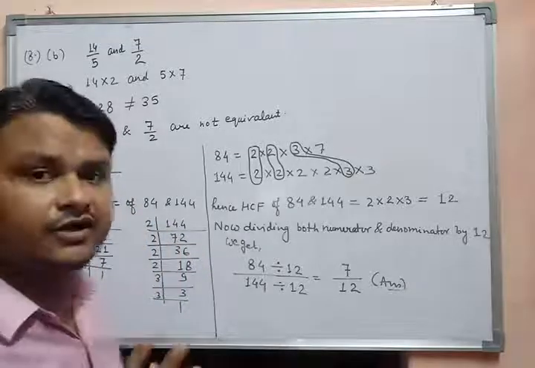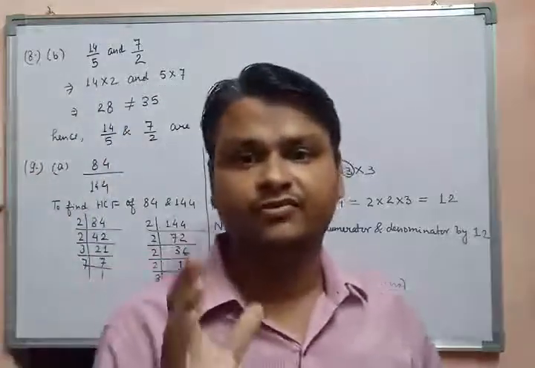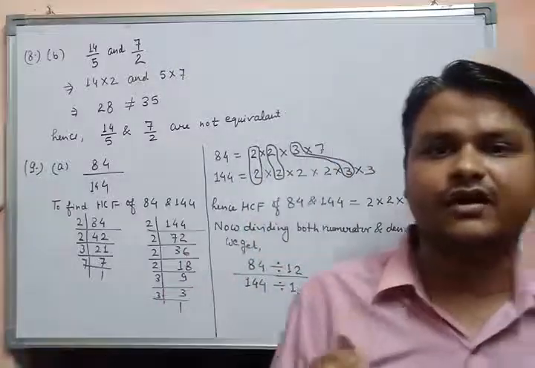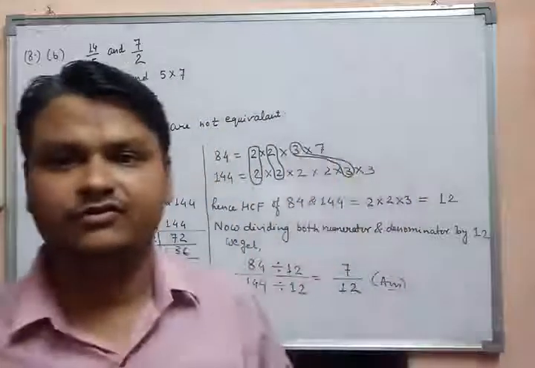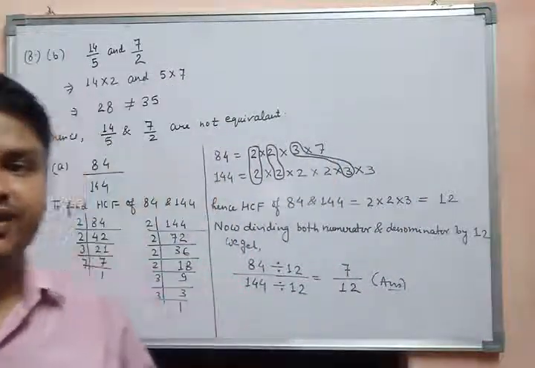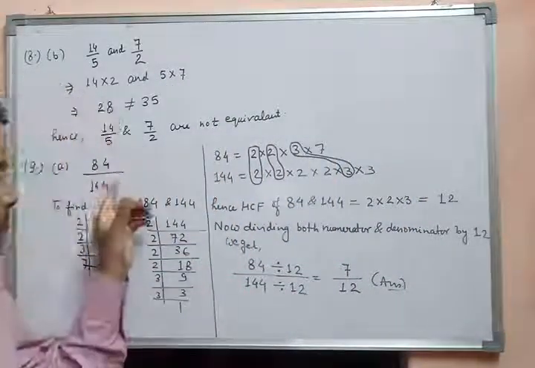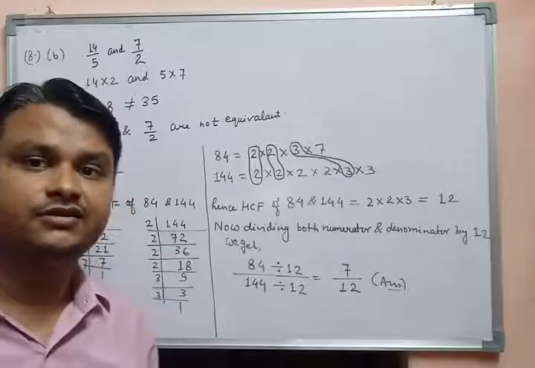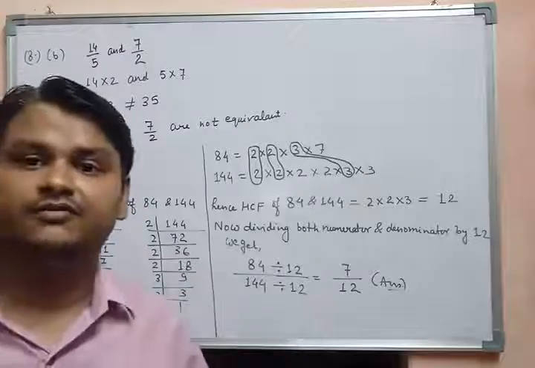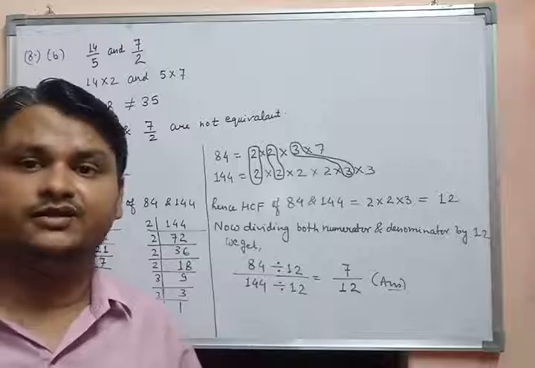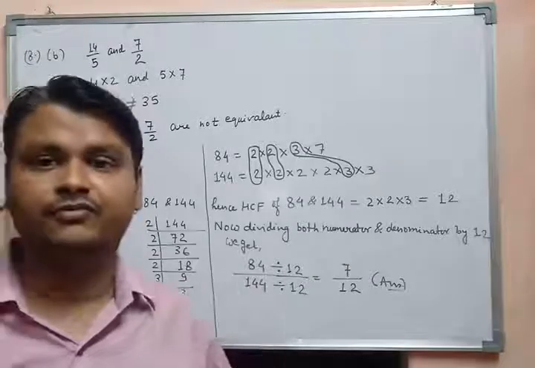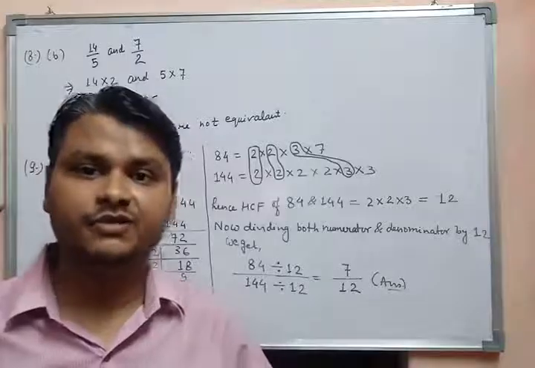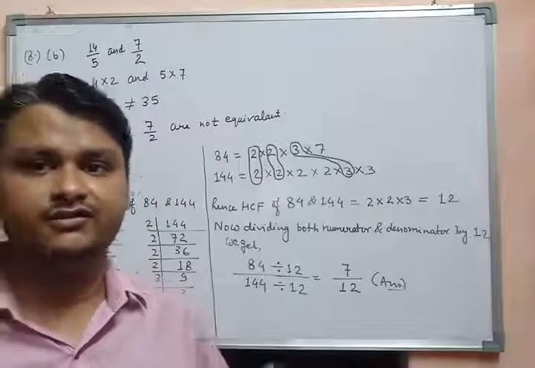Okay, so student, these are the steps you have to follow if you want to find the standard rational number. First step is you have to check whether the denominator is negative or positive. If the denominator is negative, then first of all you have to make the denominator positive by multiplying both the numerator and denominator by -1.